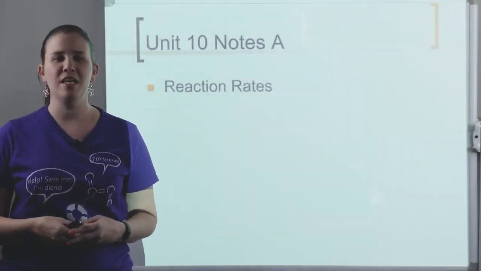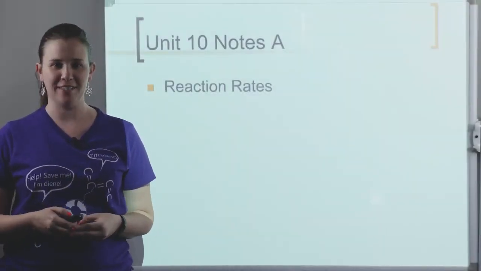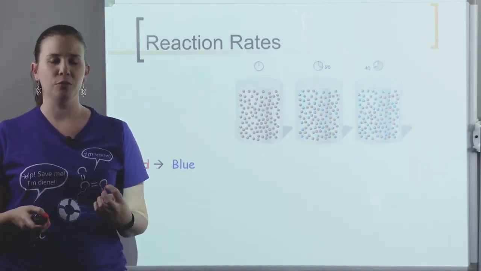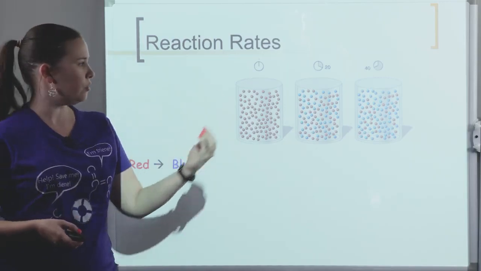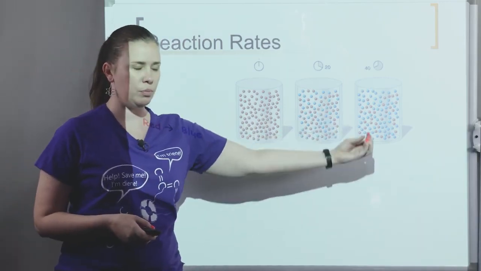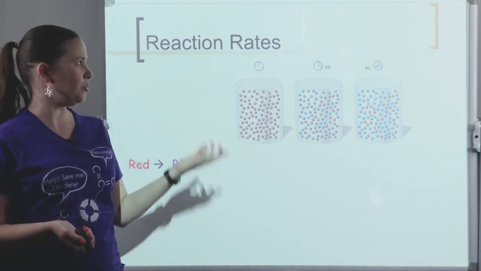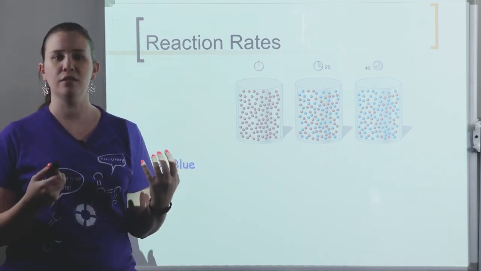To Unit 10, Notes A. We're going to focus on reaction rates today. So when you look at the rate of a reaction, what you're really looking at is how quickly the reactants are turning into the product. This isn't an instantaneous thing. It takes time. And how much time is something that will determine as the rate.